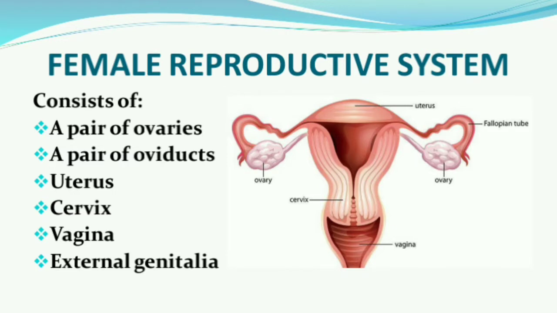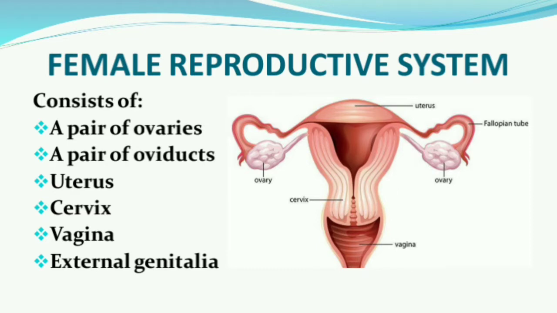Ovaries are the primary female sex organ that produces female gametes, that is ovum, and several steroid hormones, also known as ovarian hormones. These ovaries are located on each side of the lower abdomen. Each ovary is 2 to 4 centimeters in length and is connected to the pelvic wall. Now each ovary is covered by a thin epithelium which encloses the ovarian stroma.